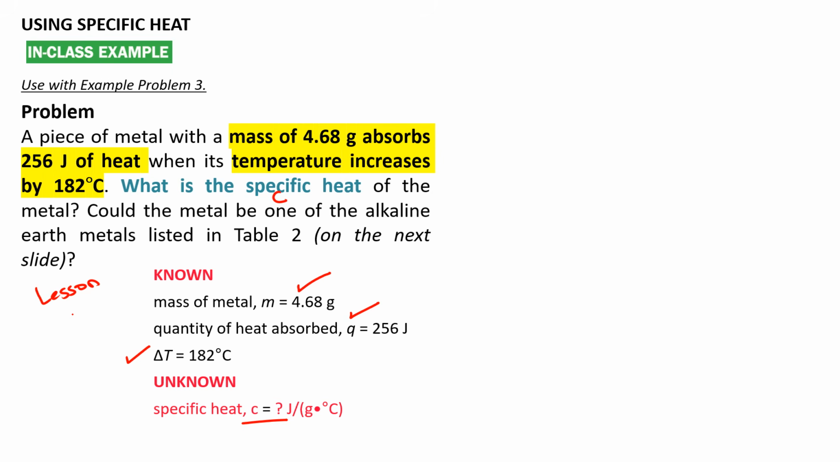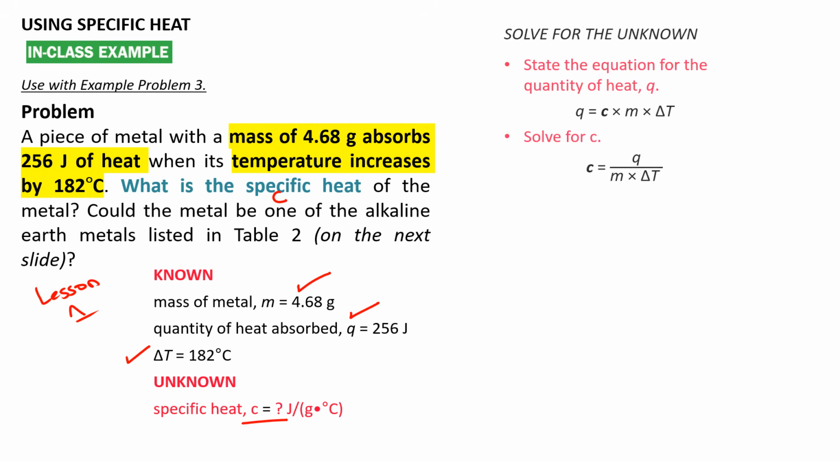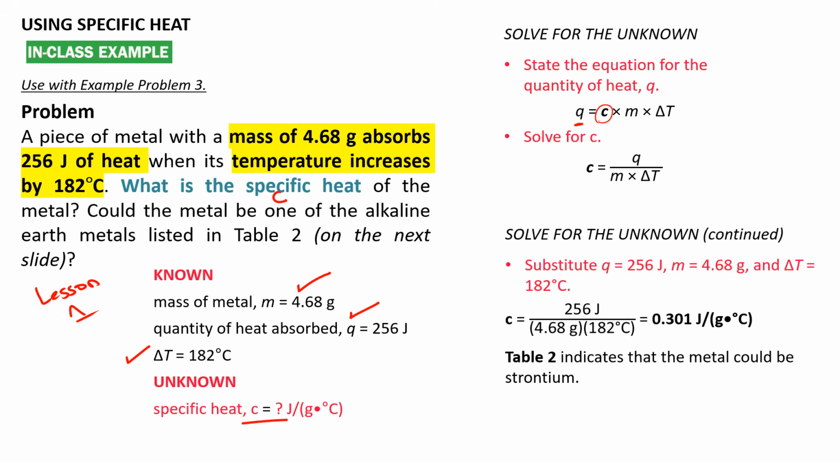This is similar to the questions in lesson 1. You just write the equation for measuring heat: Q equals C times M times delta T, and then you get the C, which is going to be Q divided by M times delta T. Put your numbers, and then you get your answer. So from table 2 in the book, search which metal has a C value of 0.301, and you'll find that it is strontium.